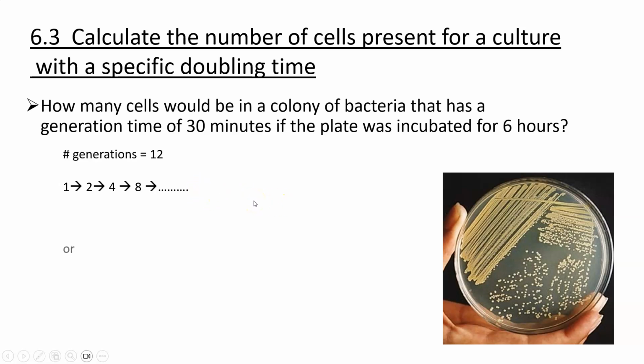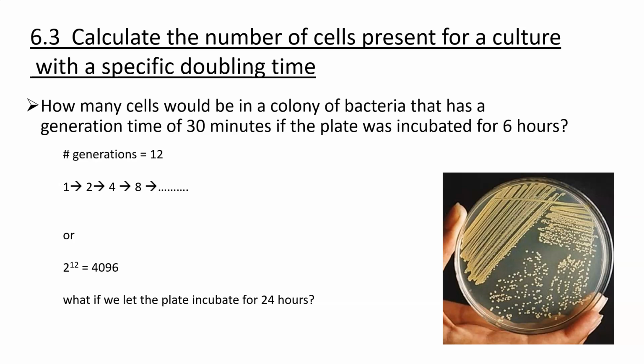There actually is an easier way to calculate this. If you take 2 to the exponent of the number of generations and plug that into your calculator, there's your answer. So I could go 1 to 2 to 4 to 8 to 16 to 32 to 64 to 128 and keep going, and after 12 generations, I'd get to 4,096. Or I could do 2 to the exponent of the number of generations, and that would give me the same number. That's a way we can calculate that.